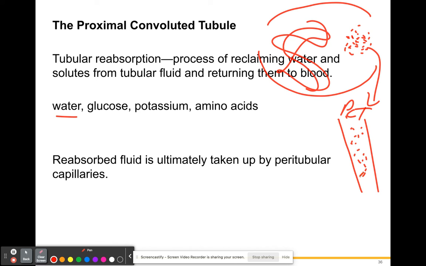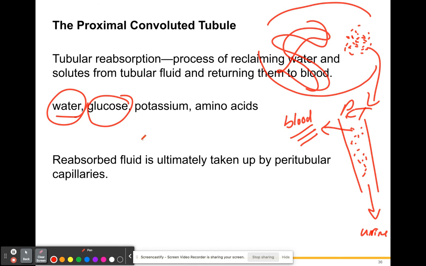And some of these things we want to return. Some of these little dots we want to bring back into the blood. And some of these things we want to continue on this journey to become urine. So some of these things go back to the blood, and some are going to end up in the urine anyway. What do we want to return to the blood? Water. We want water to return to the blood so we don't become dehydrated. We want glucose. We don't want glucose in our urine. We want glucose in our bloodstream.